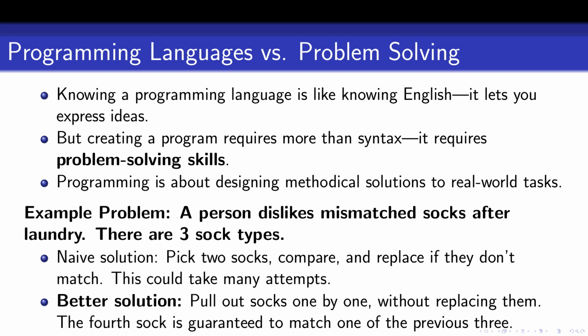One fun example of this comes from a real-world scenario: someone frustrated by mismatched socks. A friend proposed pulling out one sock at a time without putting them back. If there are only 3 types of socks, then by the 4th sock, you're guaranteed a match. That's an algorithm, a step-by-step solution to a problem. It's not about fancy code, it's about thinking clearly and strategically. That mindset is what separates someone who knows syntax from someone who knows how to solve problems with code.